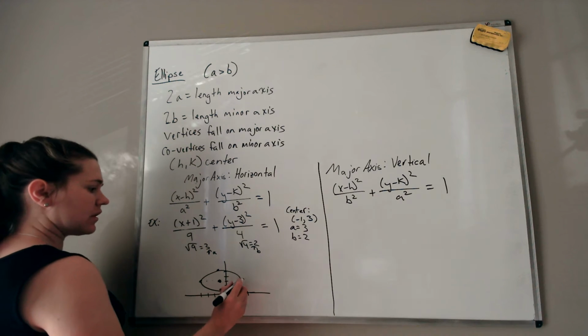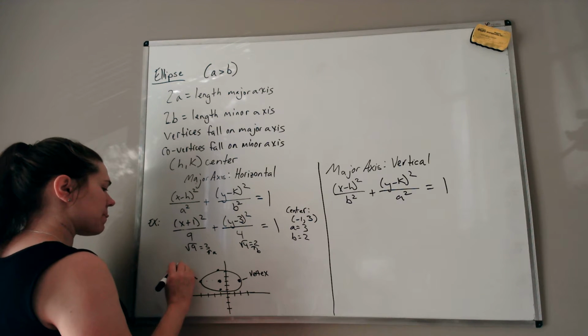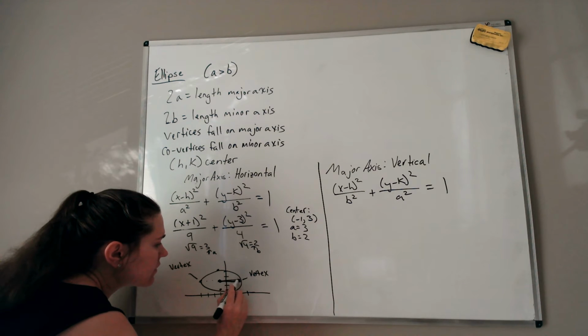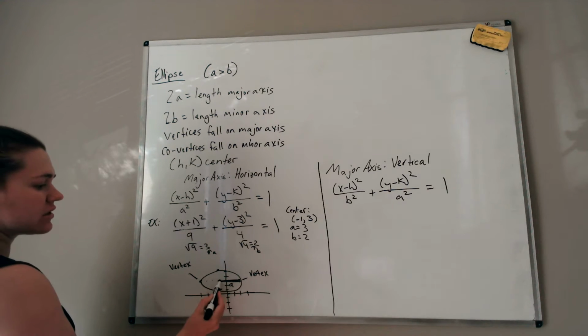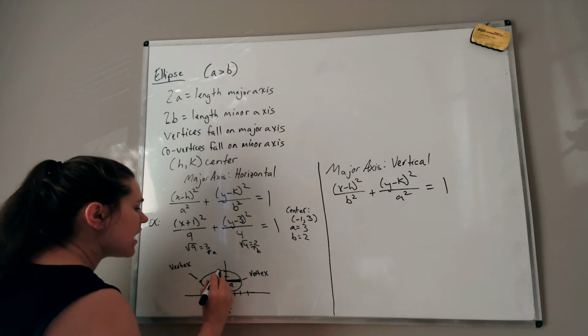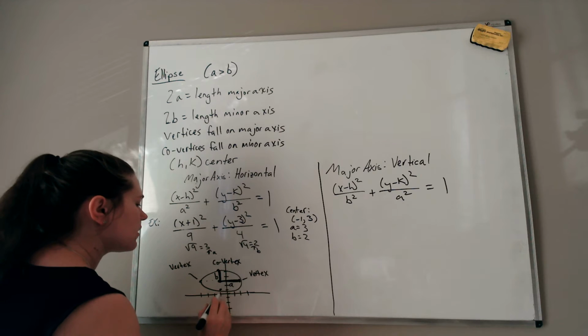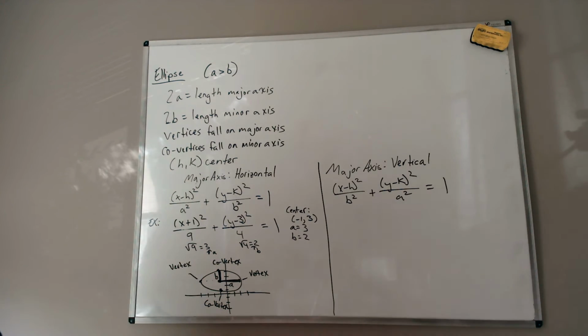Now, that's called a vertex. That's called a vertex. This right here, that's A. This is also A. From the center to the vertex and to the other vertex is A. And that right there is B. That's the covertex. Down here, that's the covertex. The length of the minor axis is 2B. The center falls right in the middle of the minor axis and the major axis.